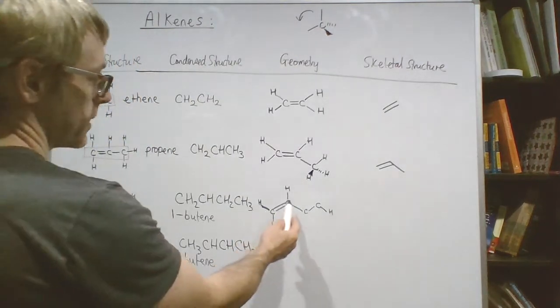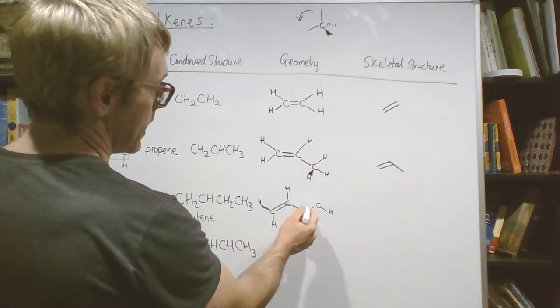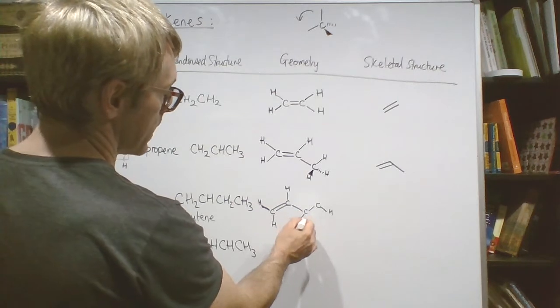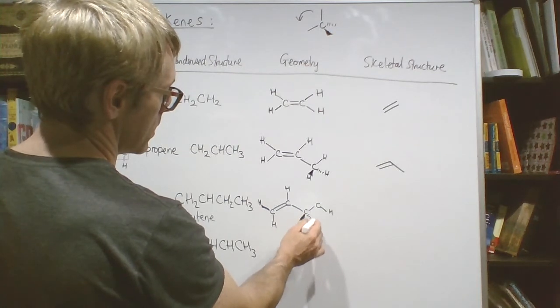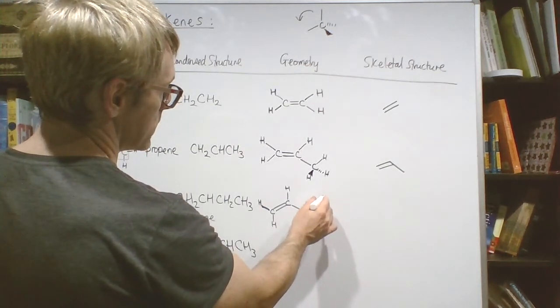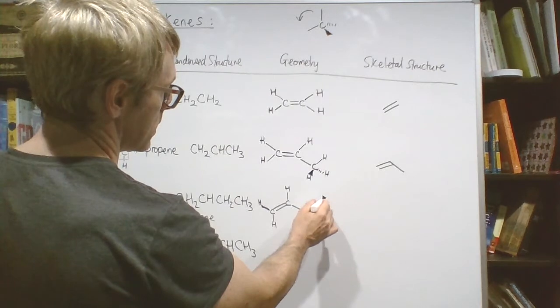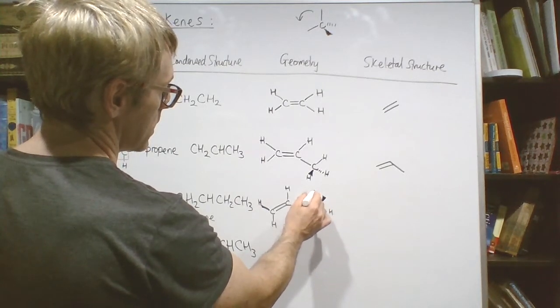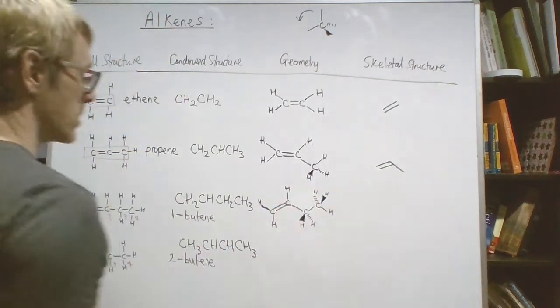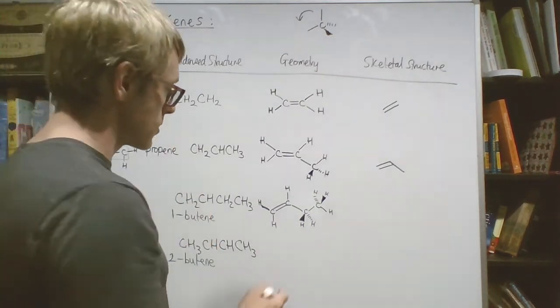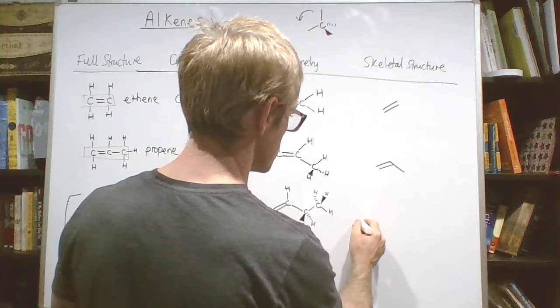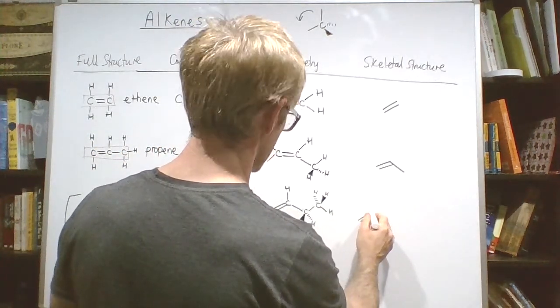Okay, so I've got my longest chain, and then on this carbon, I've got line, line, wedge, dash. And on this carbon, line, line, wedge, dash for these 2 carbons here. If I went ahead and looked at the skeletal structure, it would just be like this.